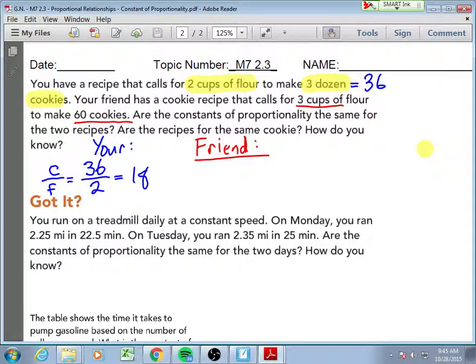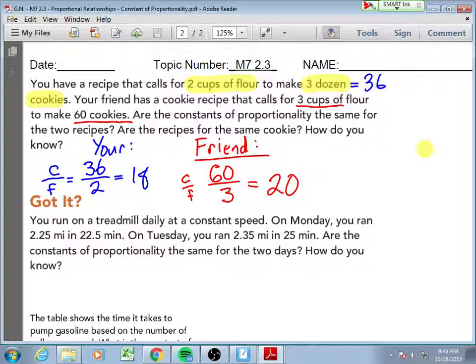Your friend's recipe, how many cookies? 60. Try to use hands, guys, so we're not all talking over each other. Then that would be divided by 3 cups. 3 cups of flour, to be specific. So again, it's cookies over flour, which equals 20. So that's going to be 20 cookies per cup of flour.